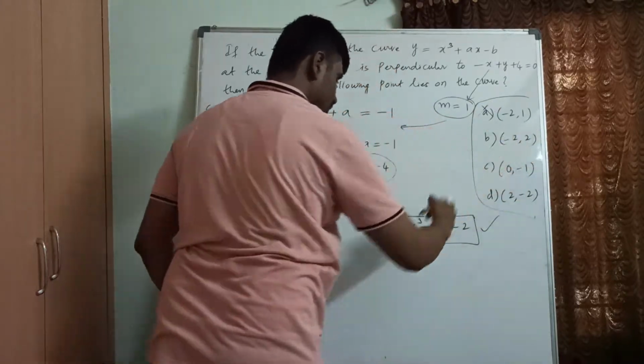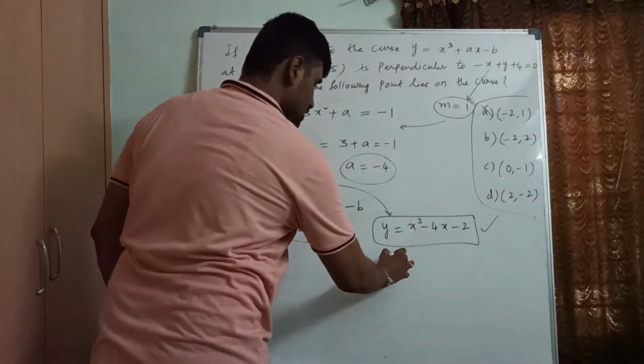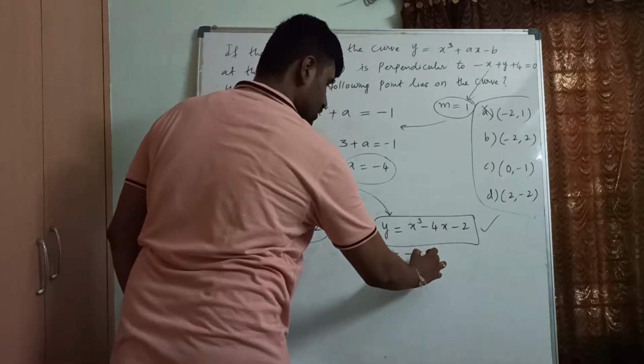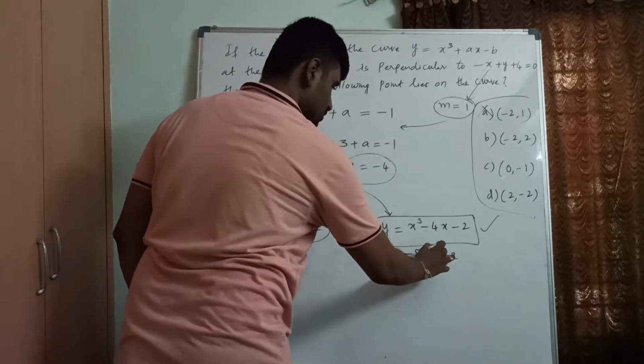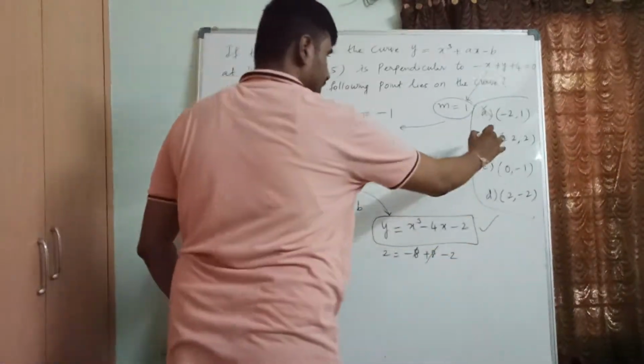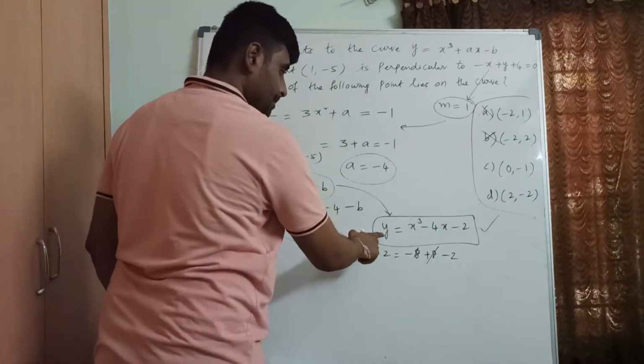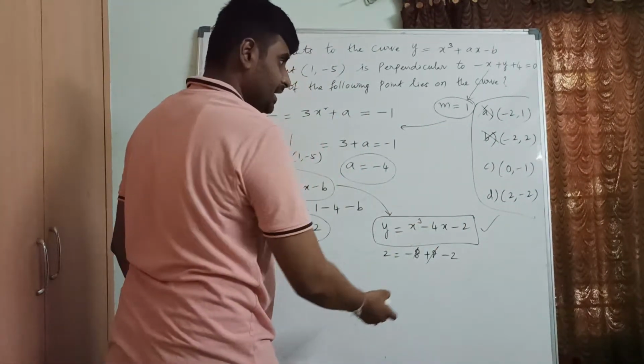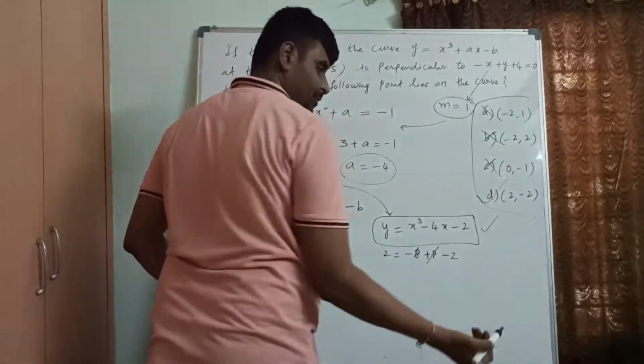Now, minus 2 plus 2. Here 2, minus 2 cube, minus 8. Minus 2 into minus 4 plus 8, minus 2. So it's not correct. Now 0 minus 1, 0, 0. Minus 2 will get. This is also not correct. So this will be correct obviously.